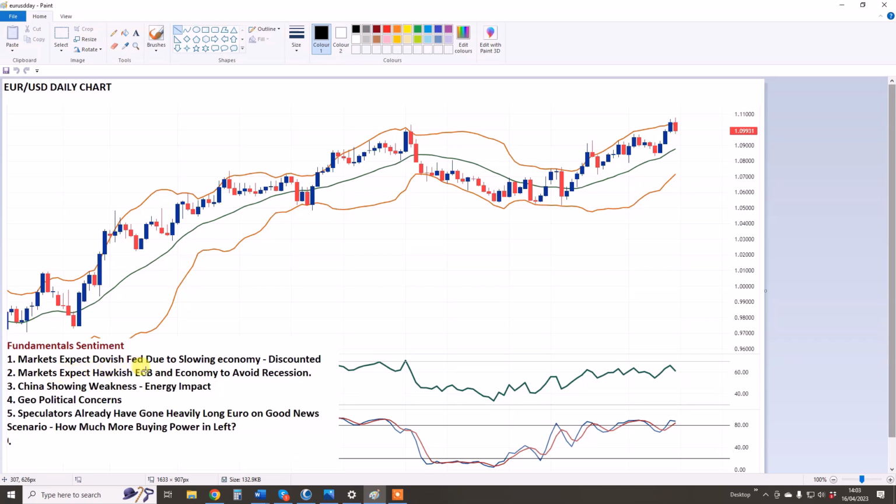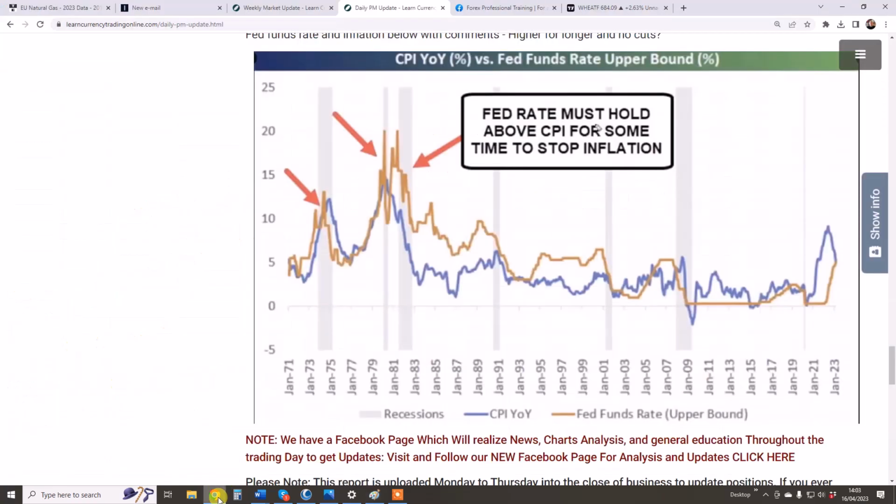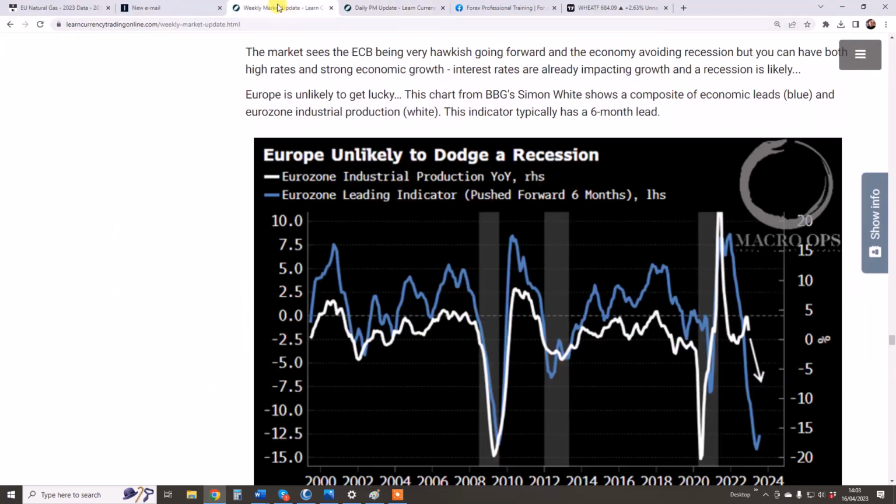The markets expect a hawkish ECB, an economy to avoid recession. Basically have okay growth. Now I think in terms of hawkish ECB, I think they could well be as hawkish as the market expects, but that's kind of in the price now. The economy to avoid recession, no, I don't go with that argument at all.